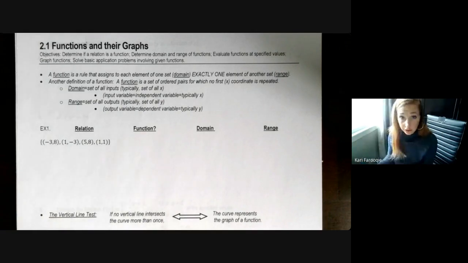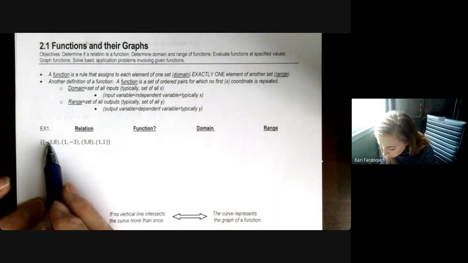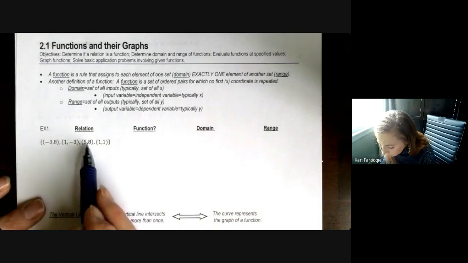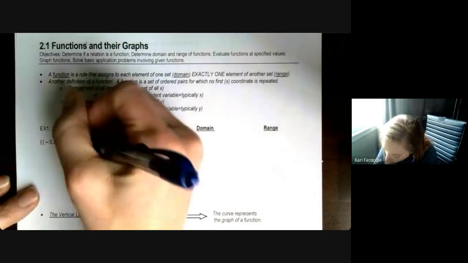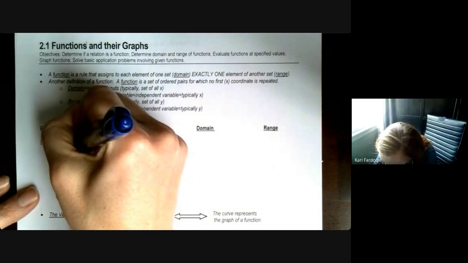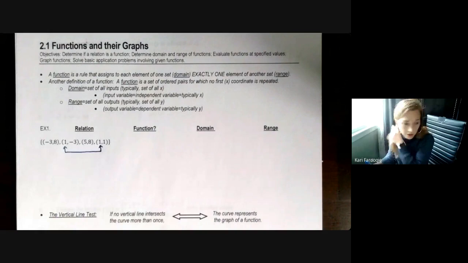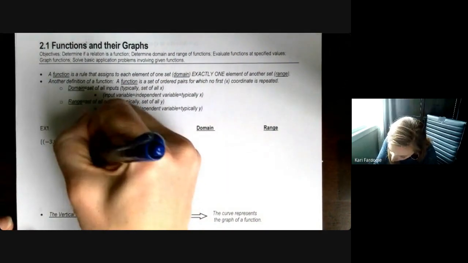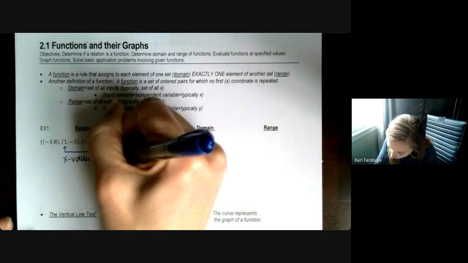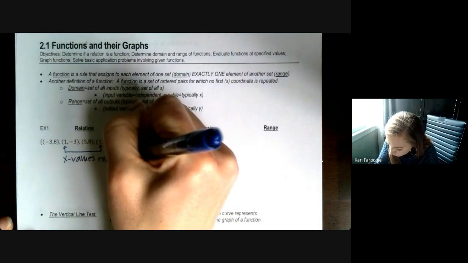So the easiest way to do this when you're looking at a set of ordered pairs is to check and see if any of the x values repeat. If any of the x values repeat, then it's not a function, assuming their y values are different. So for instance, I have -3, 1, 5, and 1 for the x values, but the 1 appears twice in the second and fourth ordered pairs. So these x values repeat.